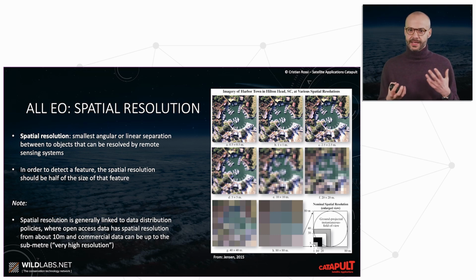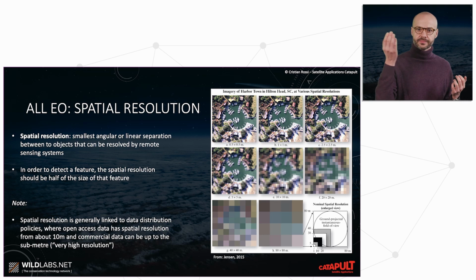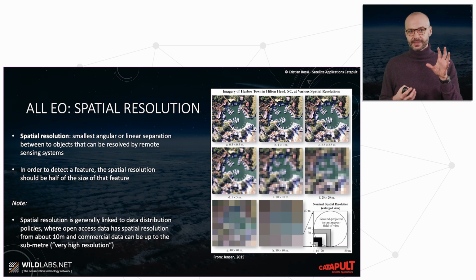We start having some more information from the 10 by 10, and this information actually increases by decreasing those separations. So for example, in the half meter by half meter, we see so many details. Now, why is this important? Because in order to detect a feature, we need to understand what is the spatial resolution of our images.